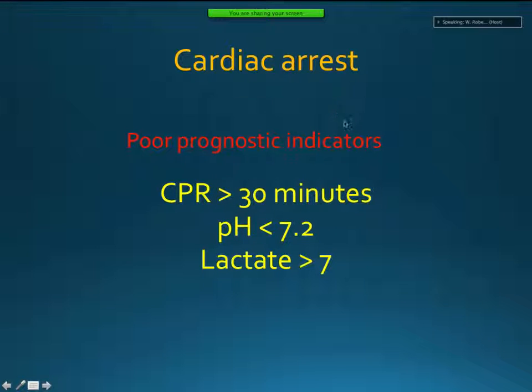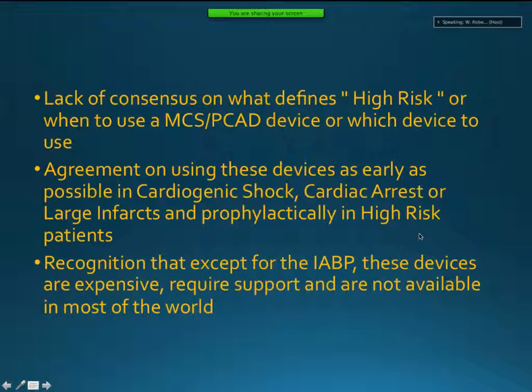Cardiac arrest, we have a publication coming out in the guidelines soon, but this will be about poor prognostic indicators: generally continued constant CPR more than 30 minutes, a pH of less than 7.2, a lactate greater than 7. You know, the neurological outcomes after these parameters are extremely poor, and survival is absolutely none.